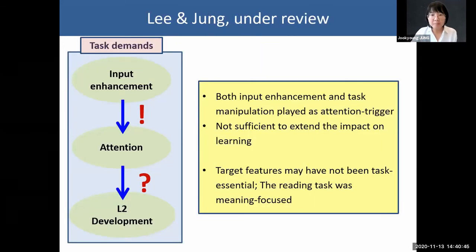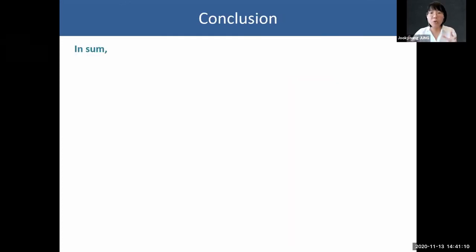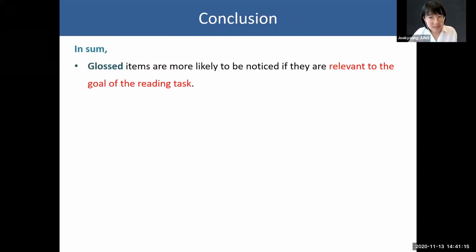So in sum, both input enhancement and task manipulation played as attention triggers. They triggered attention, but they were not enough to extend the impact on learning as reflected in the GJT scores. And target features may not have been task-essential, and the reading task was perhaps too meaning-focused. So in the general discussion, glossed items, as shown in my previous studies, are more likely to be noticed if they are relevant to the goal of the reading task.